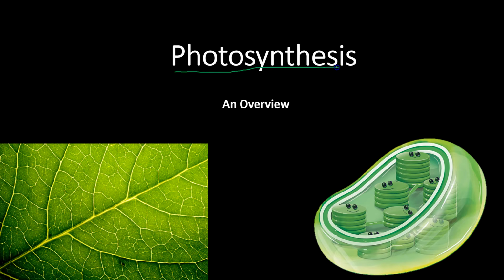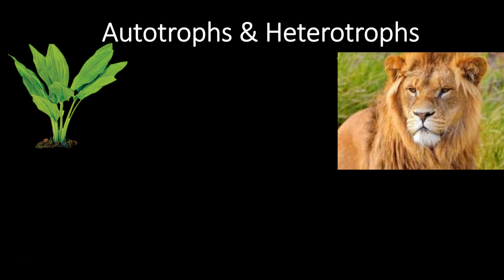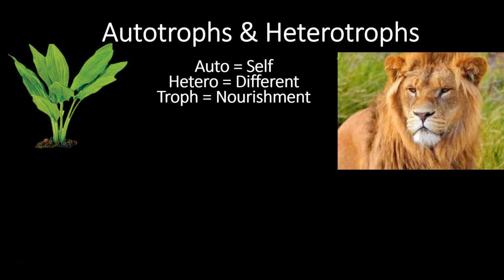And today is an overview of that process. So let's go over some basic vocab. We have these two words, autotrophs and heterotrophs. If we break those words down, auto means self, hetero means different or other, and troph means nourishment. Okay? So this green plant, this would be an autotroph.